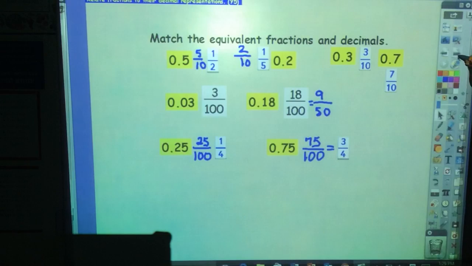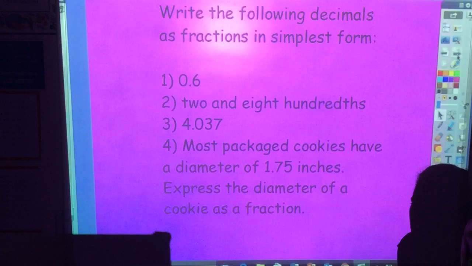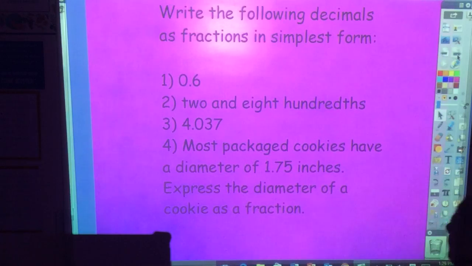All right? So let's practice on our own now. I would like you to try to write each of these decimal numbers as a fraction in simplest form. I want you to simplify. Pause the video, unpause when you're finished, and we'll go over your answers.